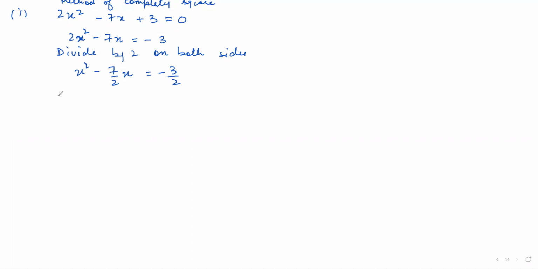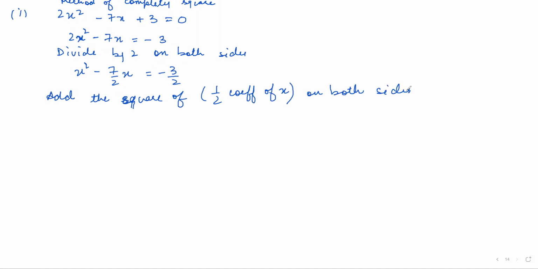Now there's a step here. What you will do is you will actually add the square of, so please remember, the square of what? Half of the coefficient of x. Understood? On both sides. Yes, Rita? Yes, ma'am. Okay.